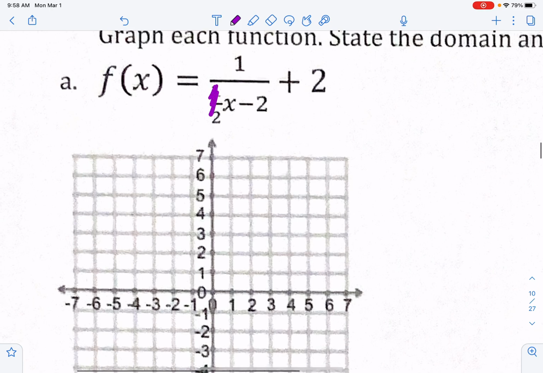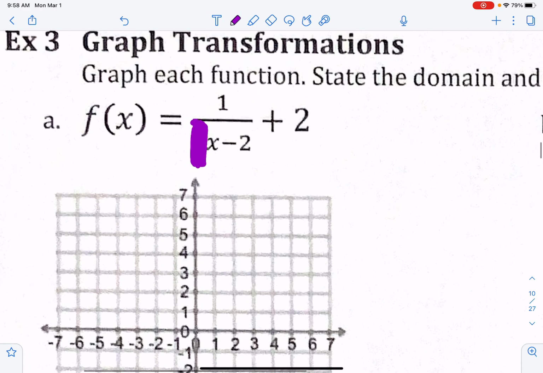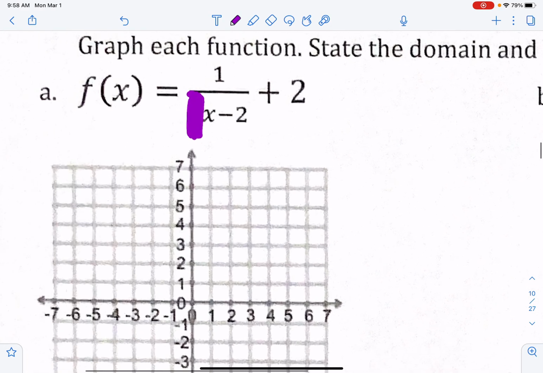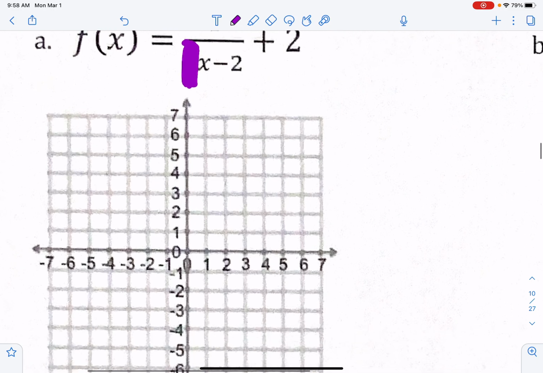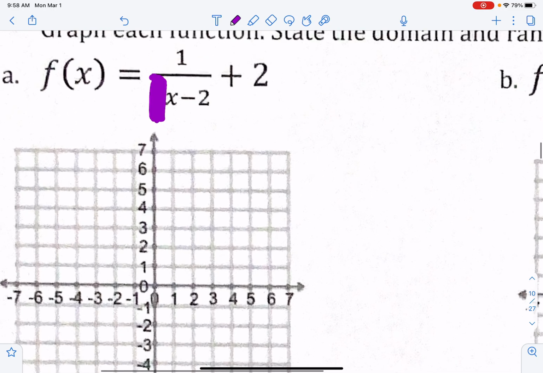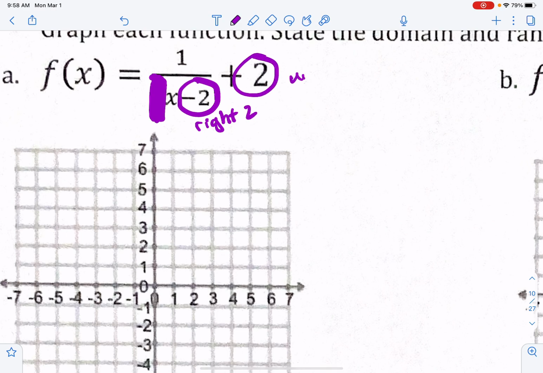I'm going to get rid of this 1/2, so cross him off, because we're not going to deal with that B value for now. What we're going to do is state the domain and range. We're going to graph this guy and then do the domain and range. So this minus 2 is going to move him to the right 2. This positive 2 is going to move him up 2.